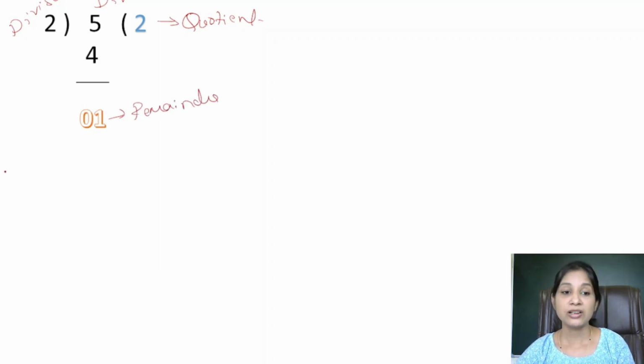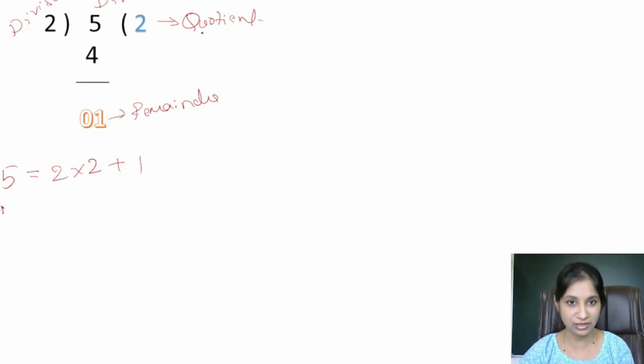Now, in order to get 5, what did I do here? By observing the division problem, I multiplied 2 by 2 and added this remainder 1, then I get 5. So 2 multiplied by 2 plus 1 gives me 5. 2 twos are 4 plus 1 is 5. That means to obtain the dividend 5, I multiplied the divisor and the quotient, and then I added the remainder to the product.